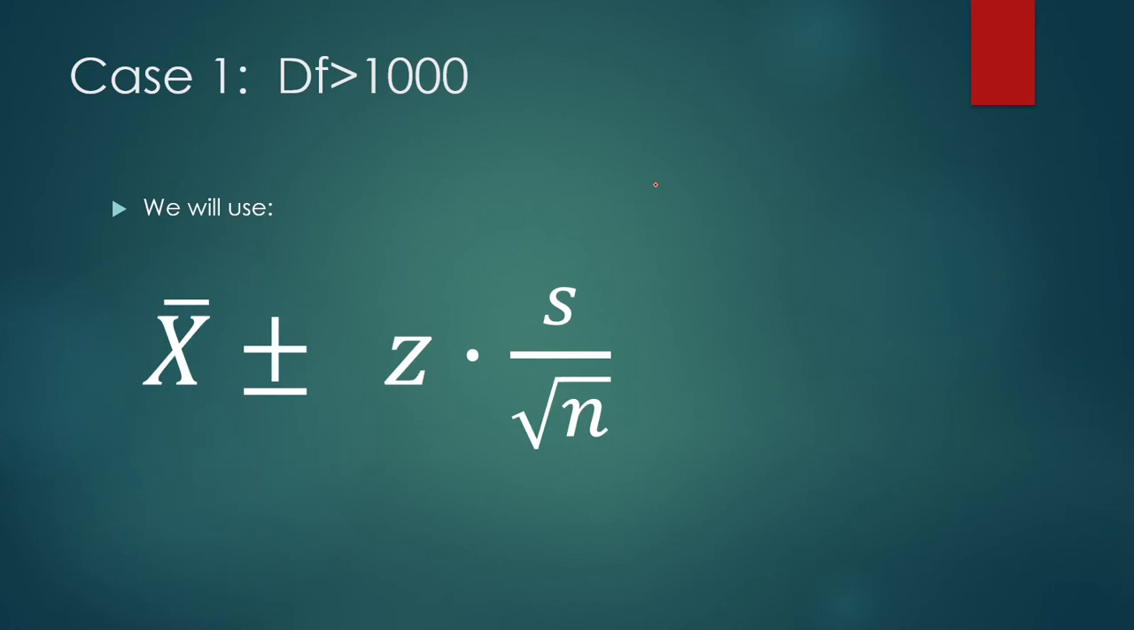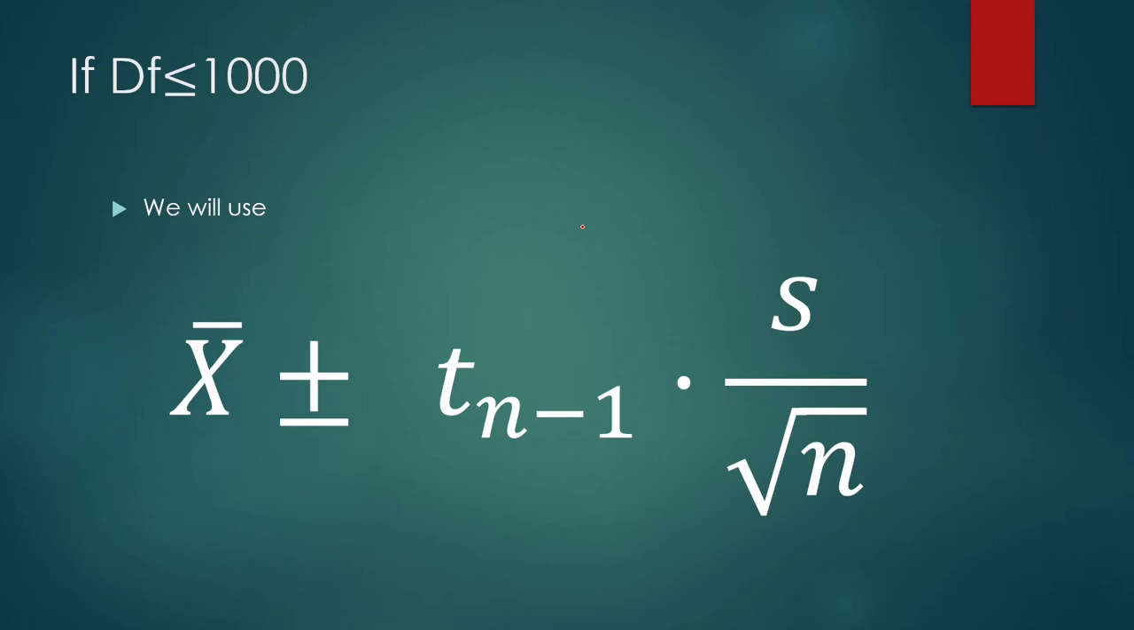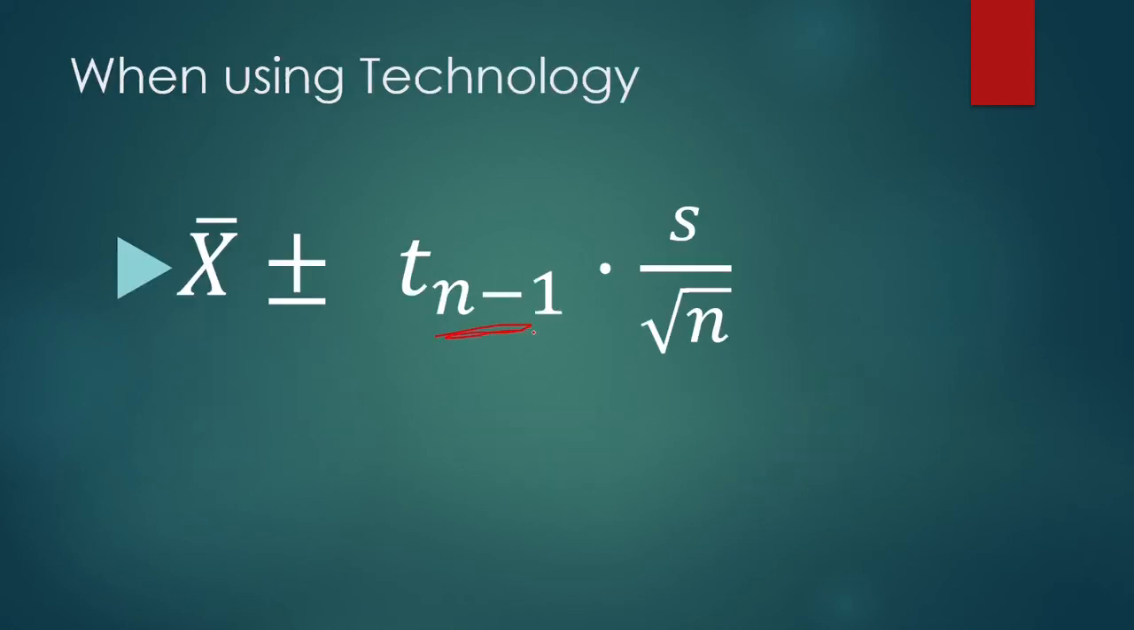We have several different cases. Case 1. If the degrees of freedom is greater than 1000, then we're going to use the formula with z in it. The reason we use this formula with z is it's really close to z since n is so large. If the degrees of freedom is less than or equal to 1000, we're going to use the formula with the t in it because it's not close enough to z, so we'd rather use t. When using technology, make sure you use t.